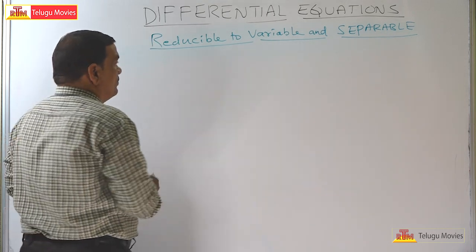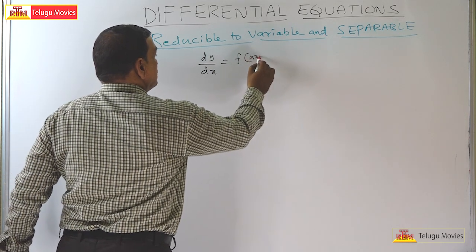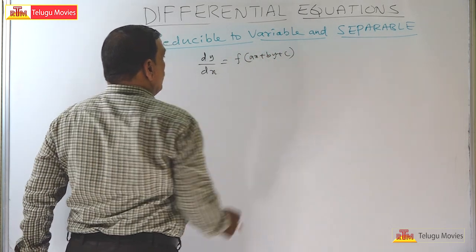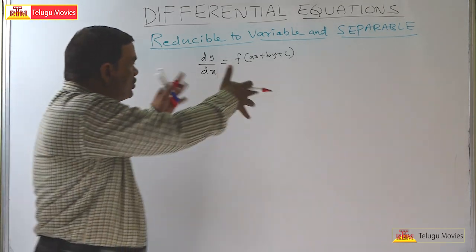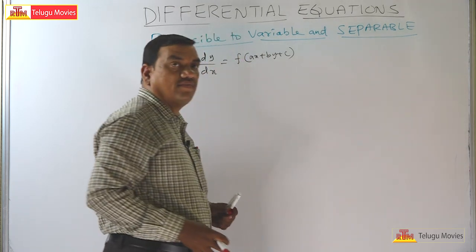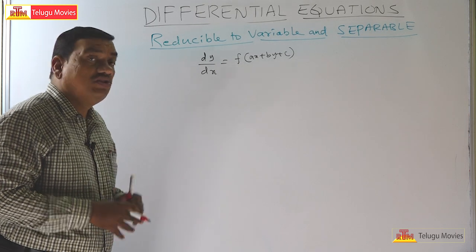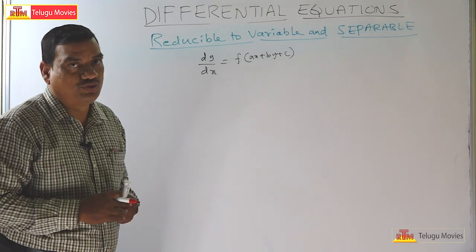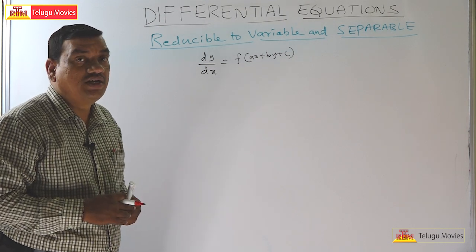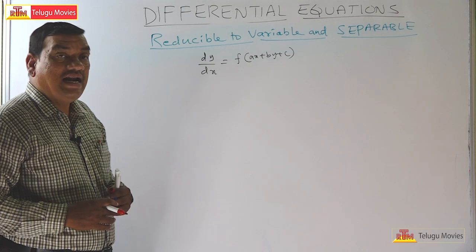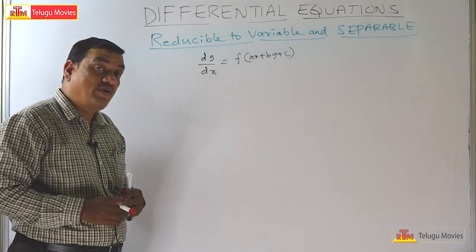dy by dx is equal to f of (ax plus by plus c) form. Okay, now. So this type of equation will be there. That is a function of a linear expression. Then by taking a proper substitution, we can reduce it into the variable and separable method. We can reduce it easily. Okay. So let us see such types of problems.